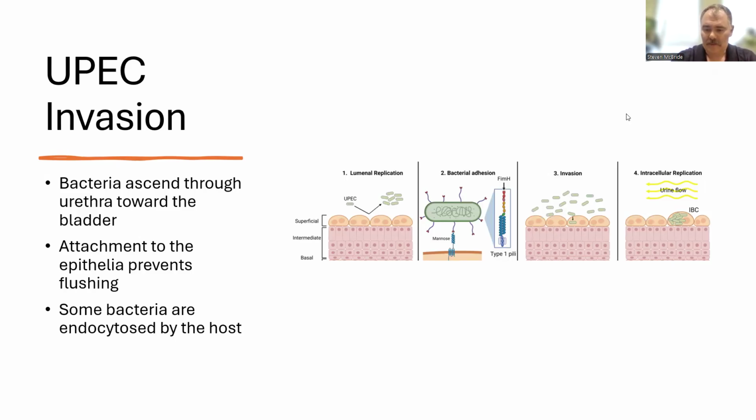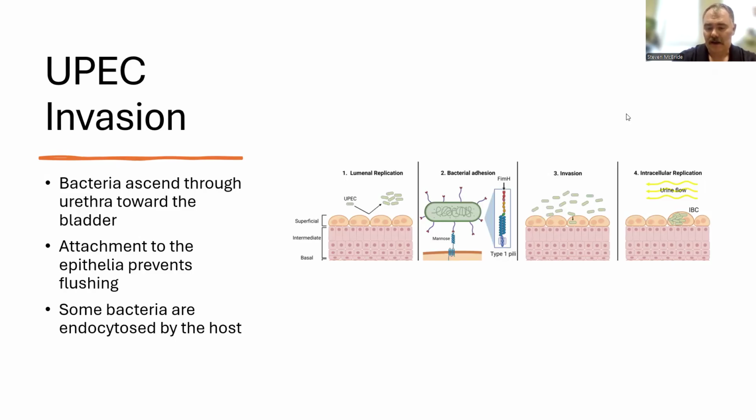Once intracellular, the bacteria gain several advantages. They are protected from urine flow. They're less accessible to immune defenses and may be partially shielded from antibiotics because they'd have to pass through the epithelial cell. Inside the epithelial cells, UPEC can replicate and form intracellular bacterial communities.